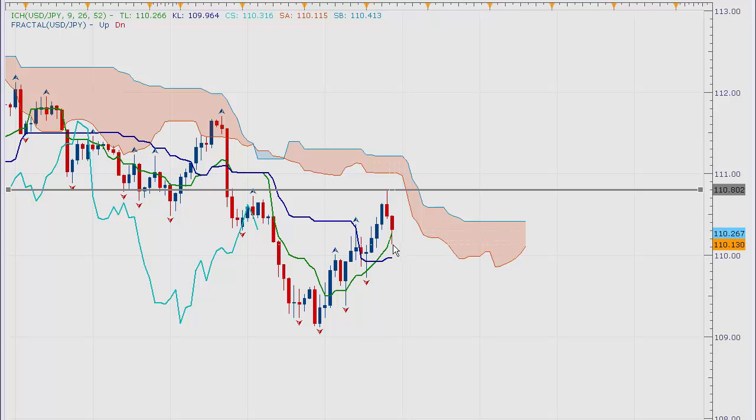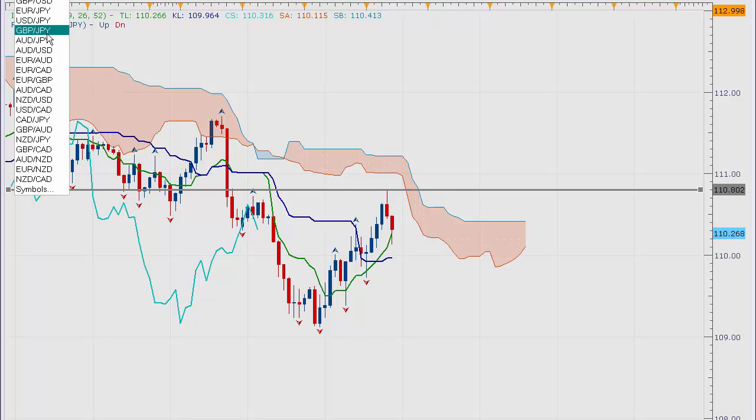It tried to go lower. Ichimoku's bearish, but we've got a bullish TK cross, and we've got a bearish cloud. So this is one I would leave alone. Pound yen.